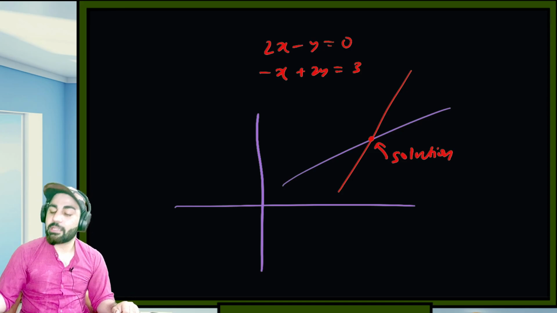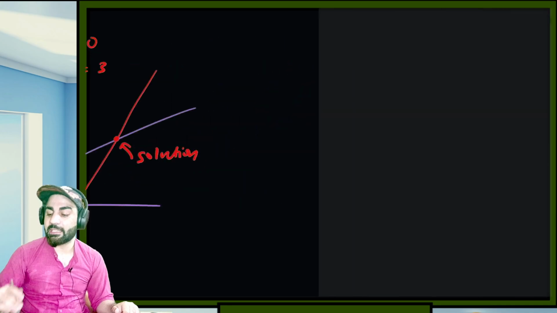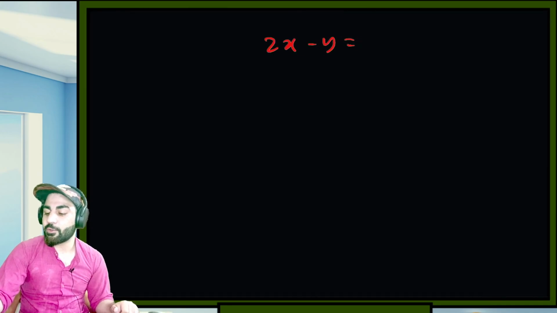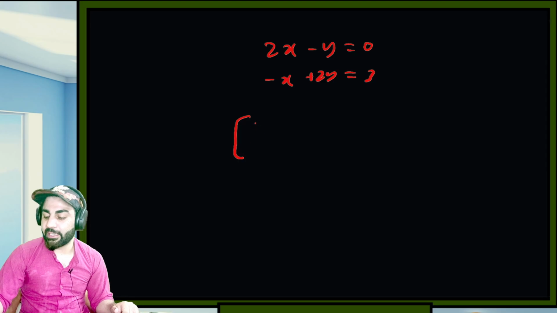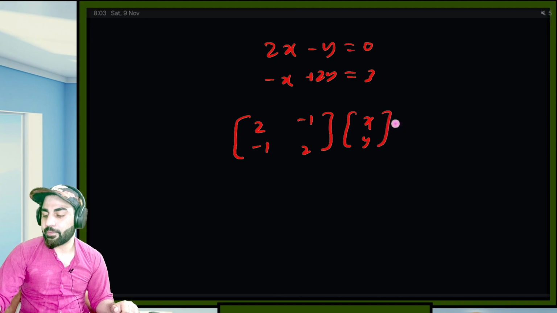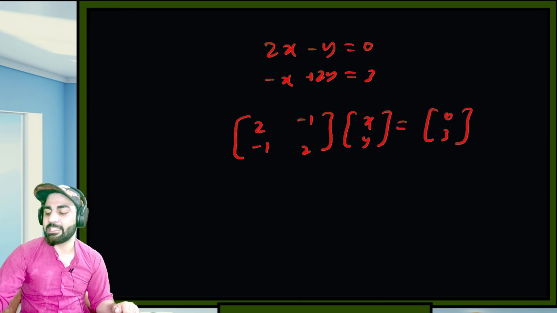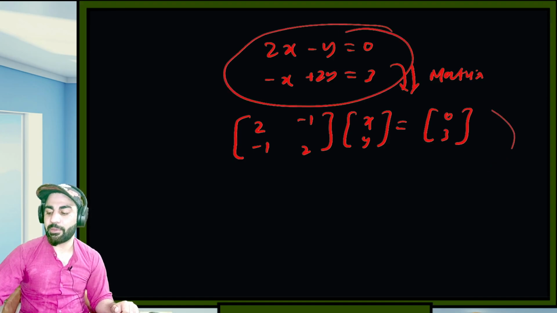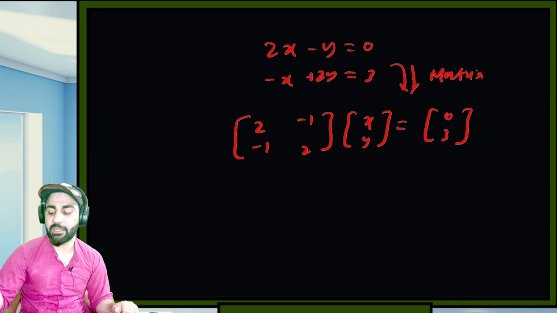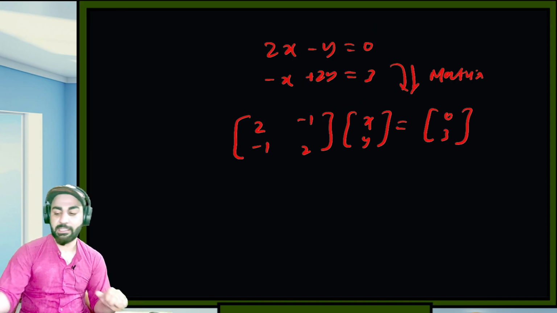And now I said the other way to look at it is like this. So you have 2x minus y is equal to 0, minus x plus 2y is equal to 3. Now what you can do is you can make it a matrix: 2, minus 1, minus 1, 2, and x, y, and this is 0, 3. I just rearranged these things into matrix notation. Both of these represent the same thing, so whatever this represents and whatever this represents is one and the same. But this is in the matrix notation and this is in the equation notation.